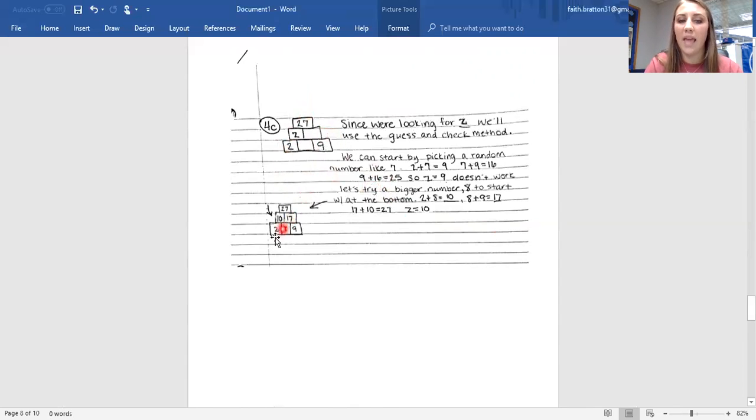Let's try a bigger number like 8. 2 plus 8 equals 10. 8 plus 9 equals 17. 10 plus 17 equals 27. So yes, 8 is our answer.